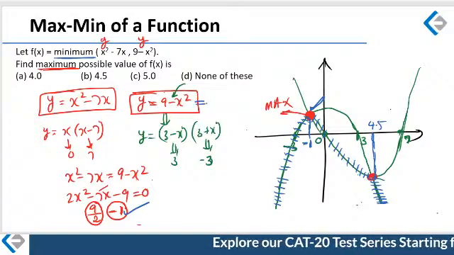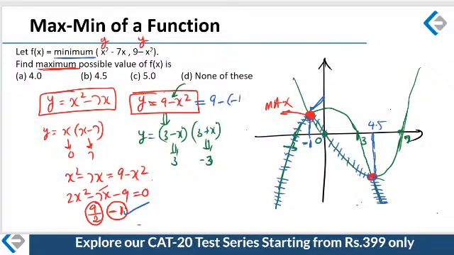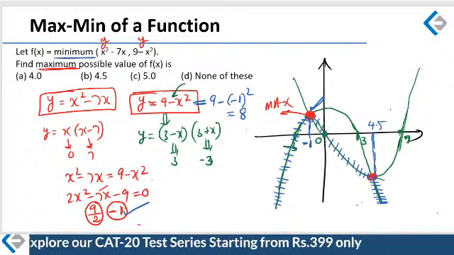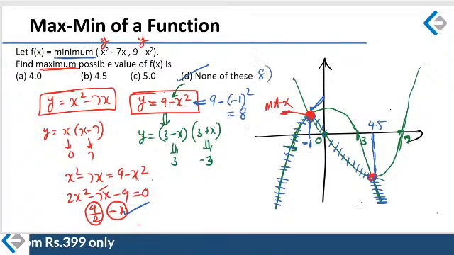I will plug it here. Put minus 1: 9 minus of minus 1 whole square, which becomes 9 minus 1, which is 8. Answer is none of these, because the required answer is nothing but 8.